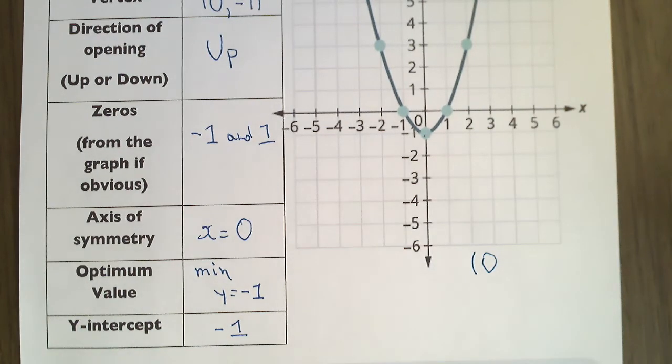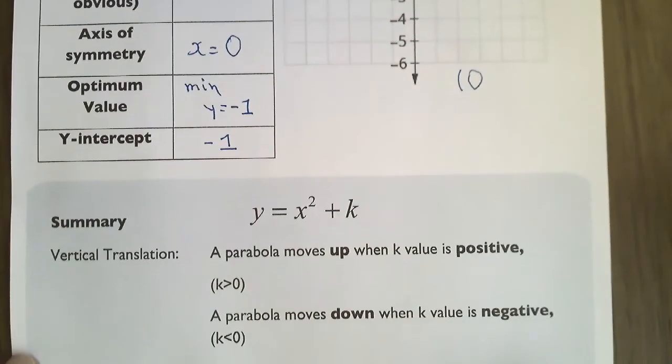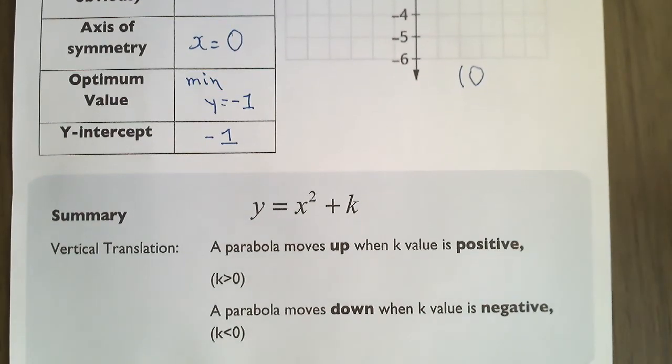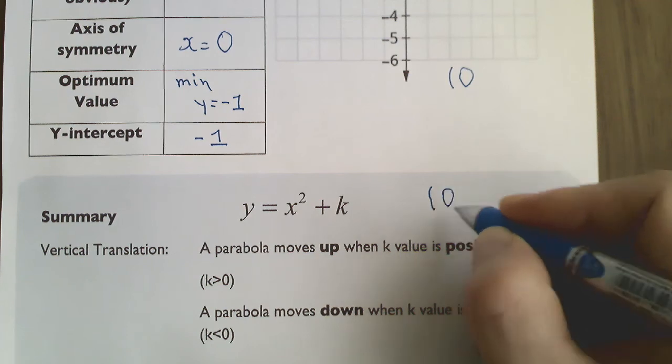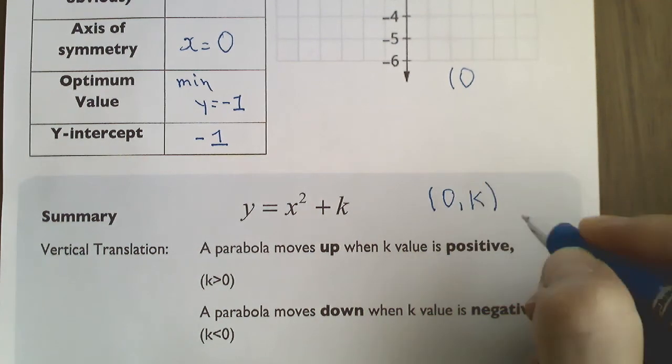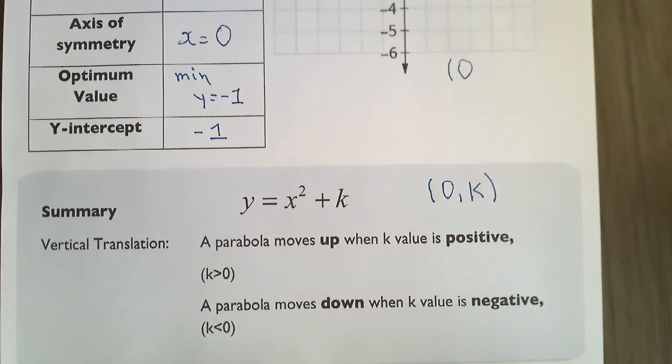All right, so in conclusion, a parabola moves up when the k value is positive, and a parabola moves down when the k value is negative, and the vertex at this point will be established at (0, k). Okay, we will discuss other transformations in the following classes, so please stay tuned.